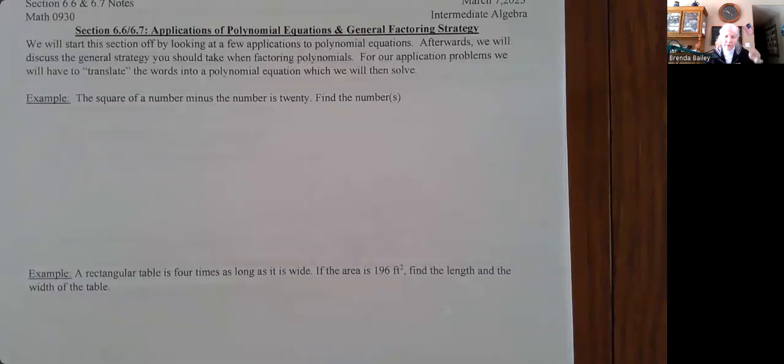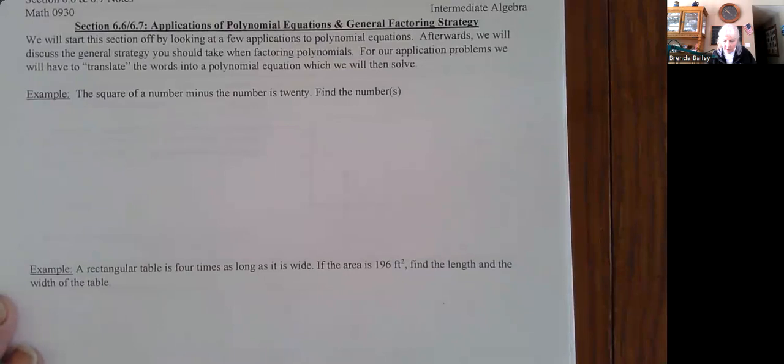Hi there. Well, we're going to finish this chapter up so that you can take the test. And I'm combining 6.6 and 6.7, which has some story problems in them. So we're going to go ahead and go through those. And I'm also going to go through a few of the homework problems. So that might help some of you as well.